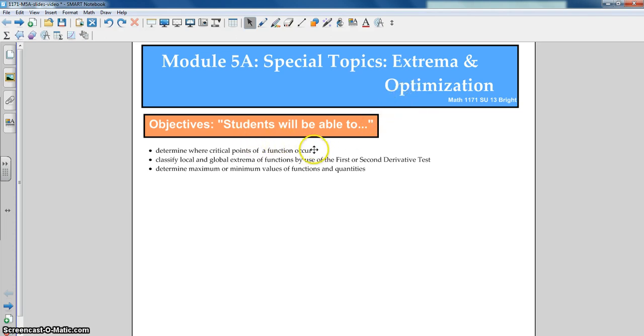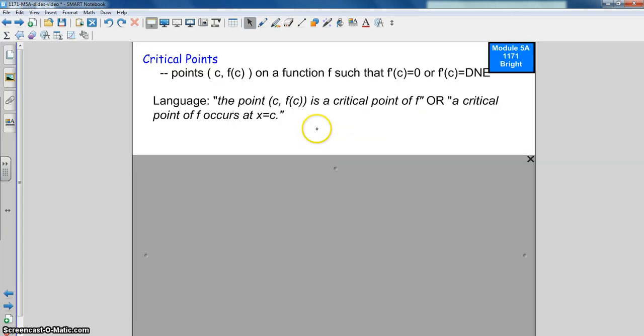So in this module we have three different objectives. We're going to talk about critical points, which is in this video, and in the subsequent videos we're going to talk about the first derivative test, second derivative test, and then talk about local and global extrema, and also maximum and minimum values, again getting at that idea of optimization. So let's go ahead and begin.